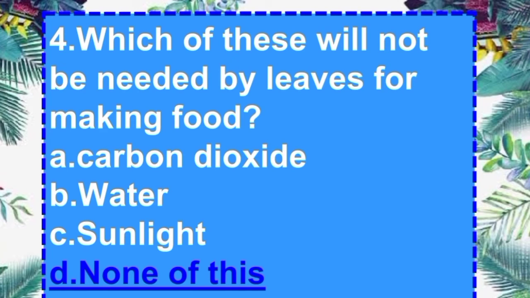None of these. So answer is option D, none of these, because green plants use light, water and carbon dioxide, three of the things, as raw material to make their food. So answer is option D, none of these.